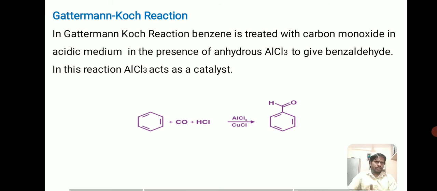Coming to the next reaction, that is the Gattermann-Koch reaction. Here in the Gattermann-Koch reaction, benzene is treated with carbon monoxide in an acidic medium, that is HCl, in the presence of AlCl3 to give benzaldehyde. Here AlCl3 acts as a catalyst.